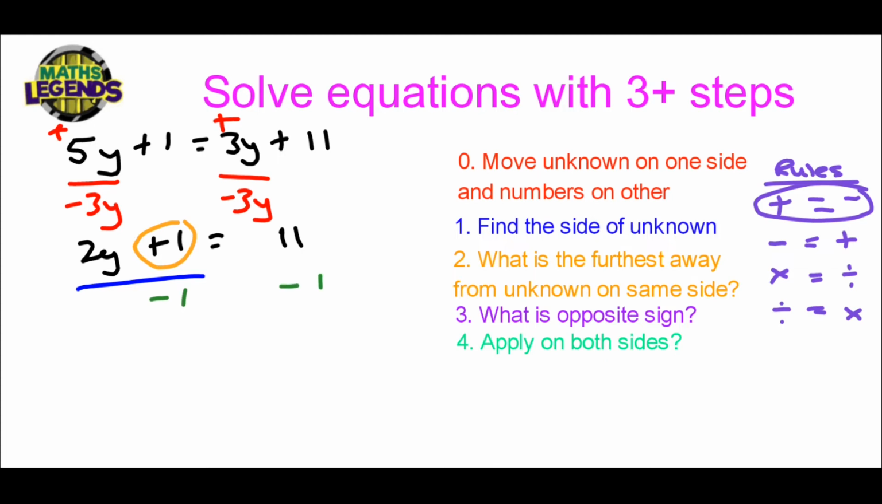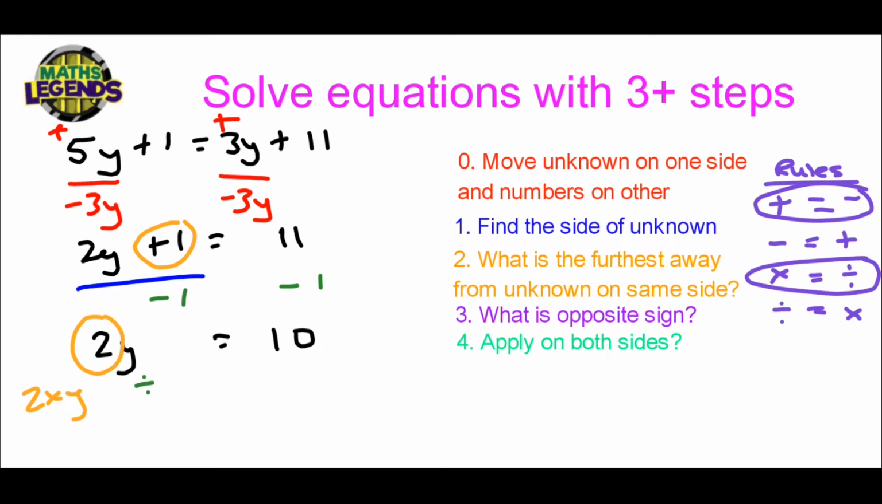We then simplify. So 2y stays as it is. Plus 1 minus 1 is 0. Equals 11 minus 1, which is 10. Now we still have the 2 to remove. And this is 2 times y. So times tells us we need to use the divide operation to cancel that. So we do a divide 2 on both sides. And we simplify. So 2 divided by 2 is 1. So it's just y. Equals 10 divided by 2, which is 5.